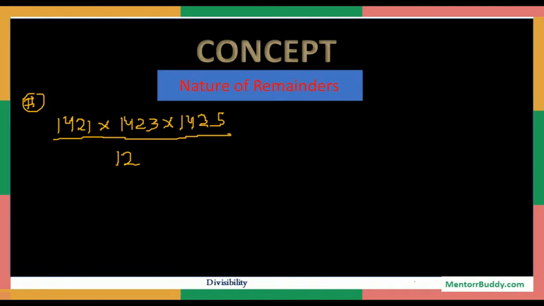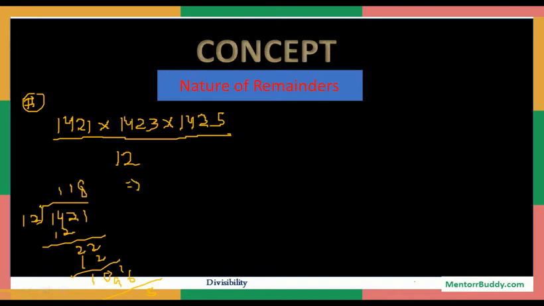So let's divide 1421 by 12. 12 one times will be 12, 2 coming down, 12 one times will be again 12, that will be 10 and 1, 12 eight times will be 96, so remainder will be plus 1. So when 1421 is divided by 12, the positive remainder will be 5.